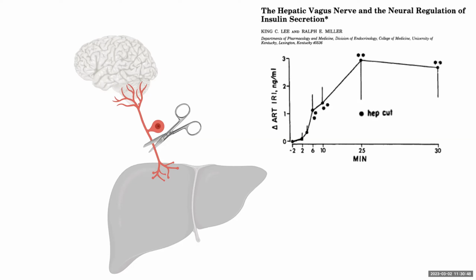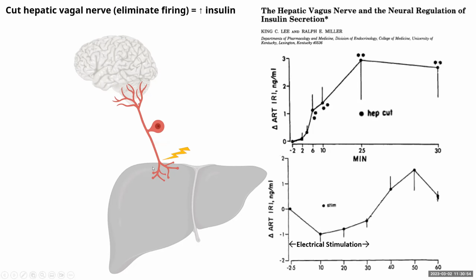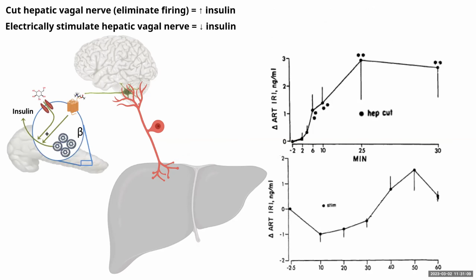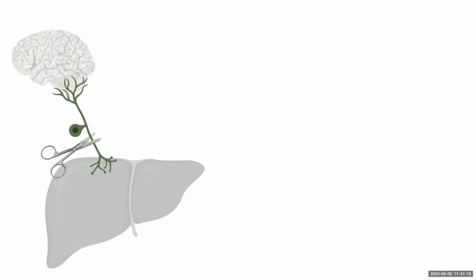Okay, so if we cut the nerve that runs from the liver to the brain, insulin goes up. That's what this figure is showing here. If we stimulate this nerve, insulin goes down. That tells us this nerve that runs from the liver to the brain is really important. You'll remember that same nerve was in the aortic arch. So we're really focused on peripheral nervous system control of metabolism.